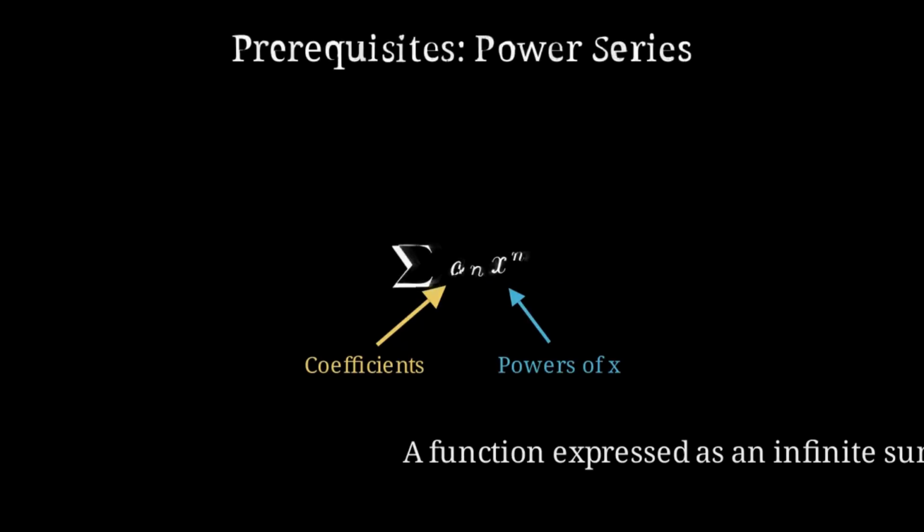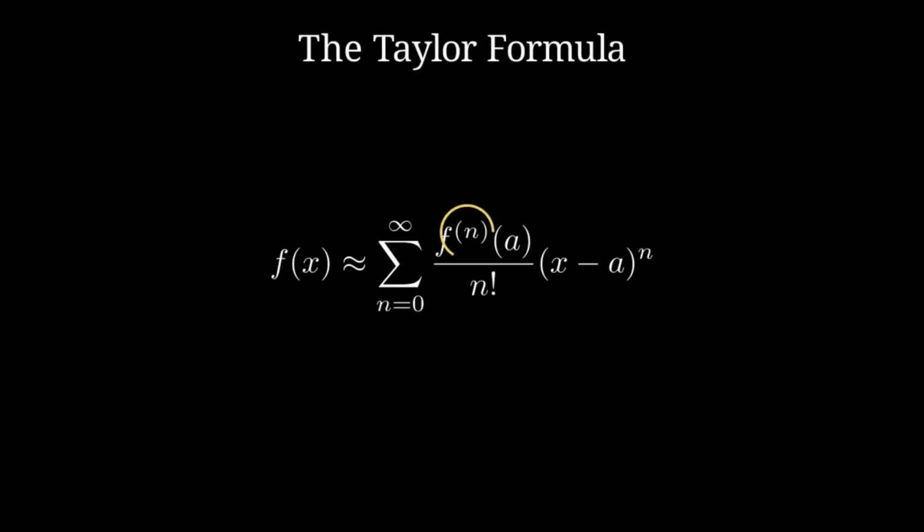This is the general Taylor series formula. It tells us that to approximate a function near a point a, we sum up the derivatives at that point, divided by the factorial of the degree, and multiplied by the distance from a raised to that power.